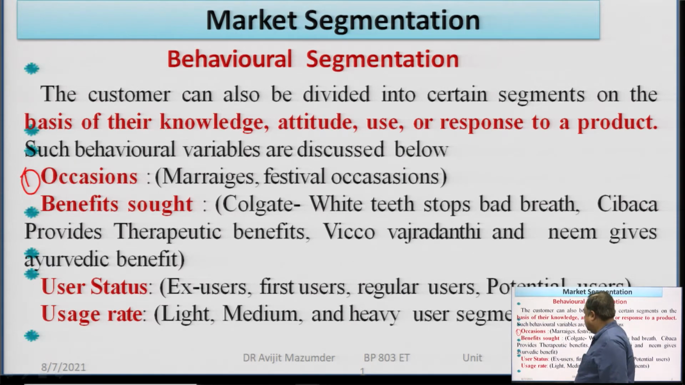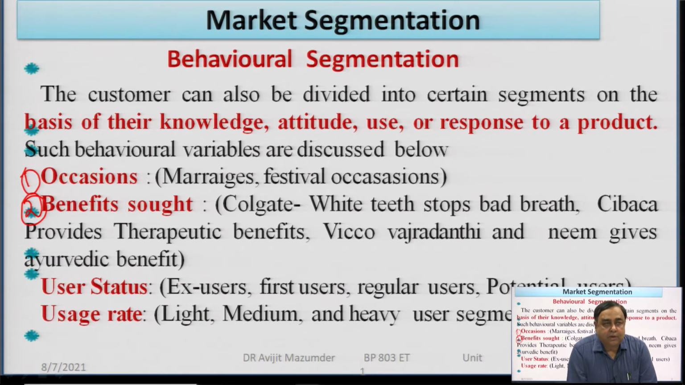marriage, festive occasions. Another base is the benefit sought. Colgate has prepared a special product with a special package highlighting white teeth and stops bad breath. Siwak highlights the therapeutic benefits to attract customers. Vicco Vajradanti and Neem highlight the Ayurvedic effect, so that health conscious customers will be attracted to those products of Vicco.